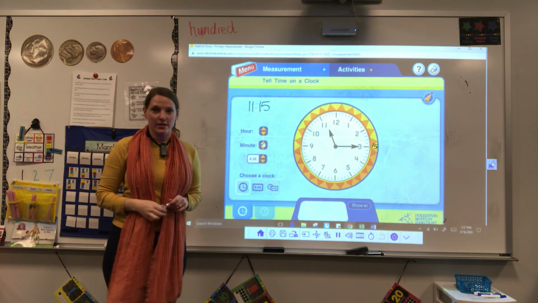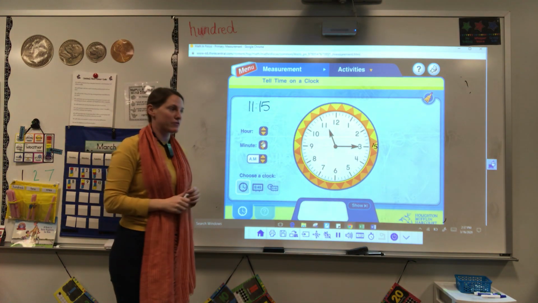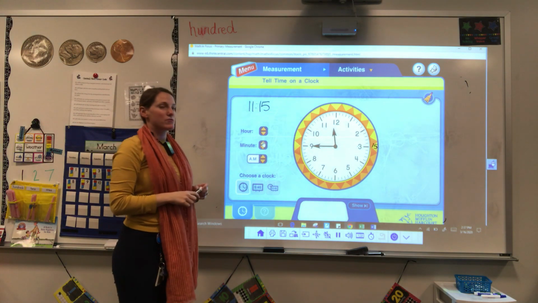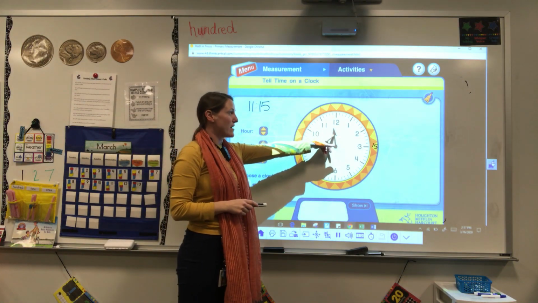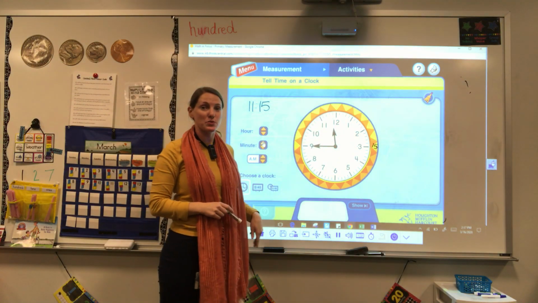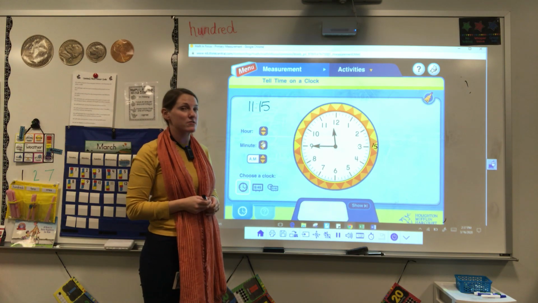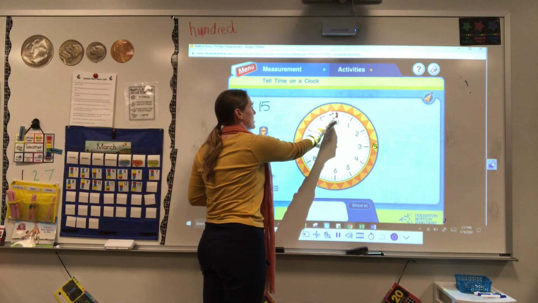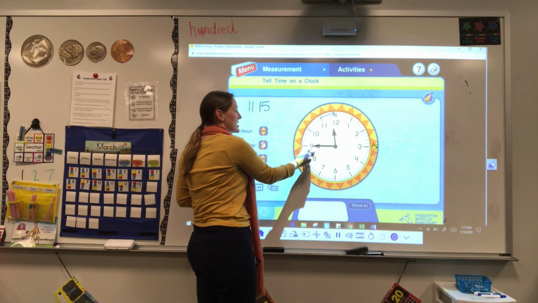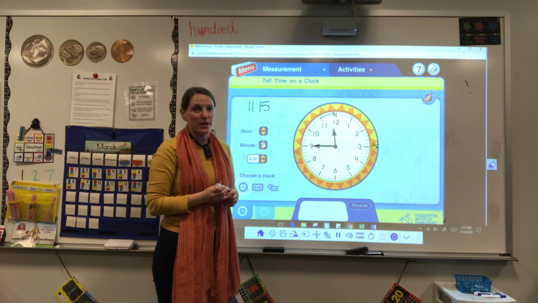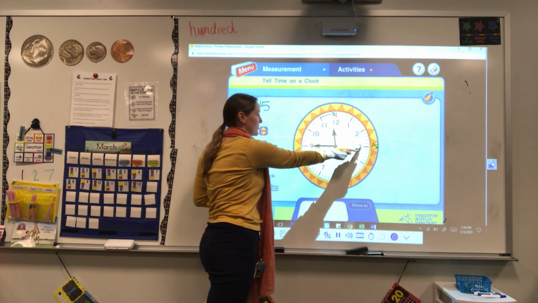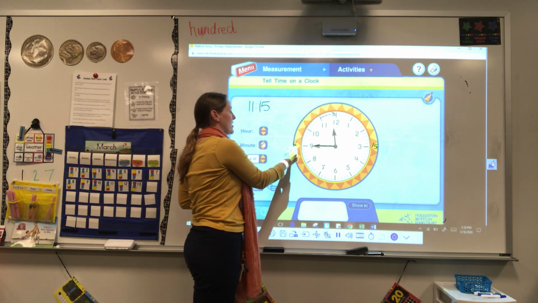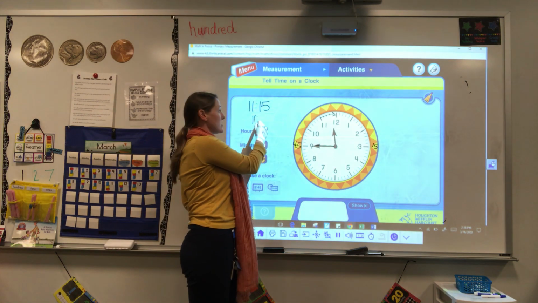Let's go ahead and make our clock go from 11:15 to 11:45. Now, you're going to notice that at 11:45, our hour hand is getting so close to the 12. And that's because it's almost 12 o'clock, but not yet. It's still in this 11 o'clock hour range. And then our minute hand is pointing to the 9, which if we skip count by 5s, we'd say 5, 10, 15, 20, 25, 30, 35, 40, 45. So now our clock is showing us 11:45.